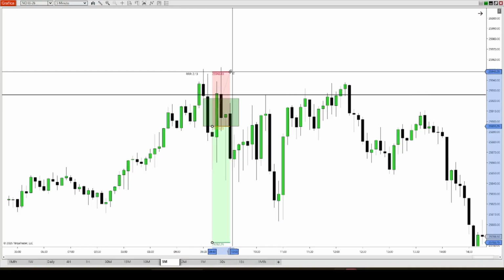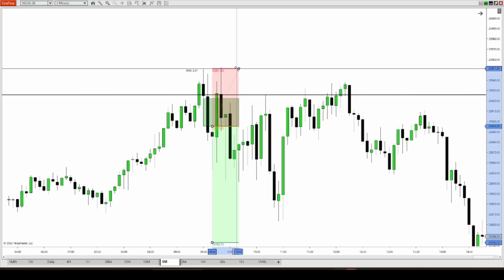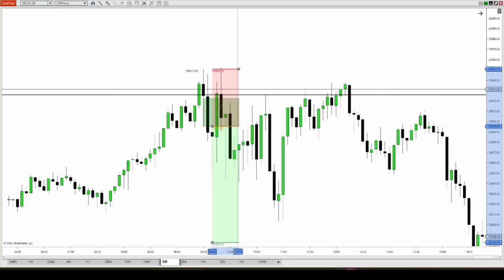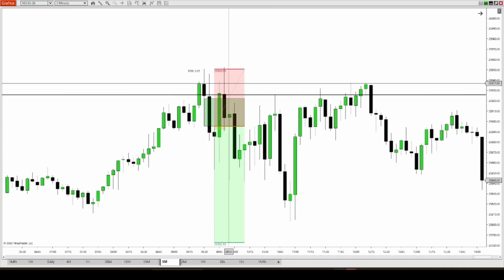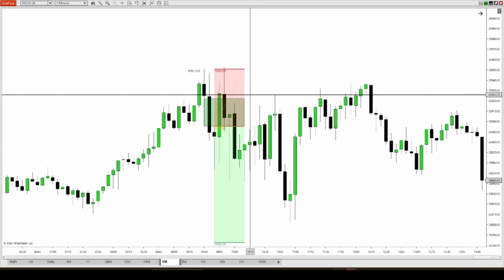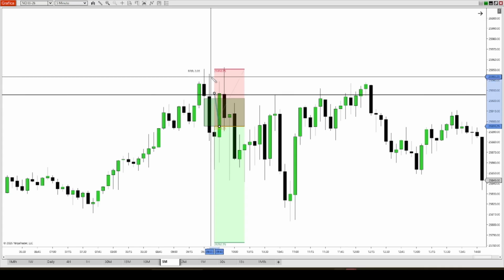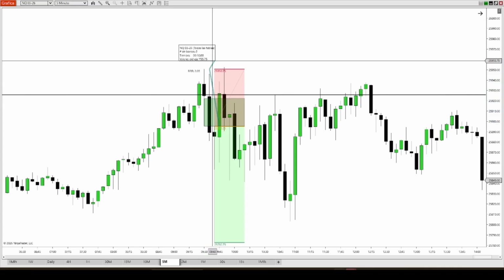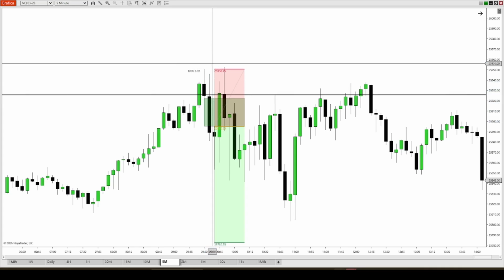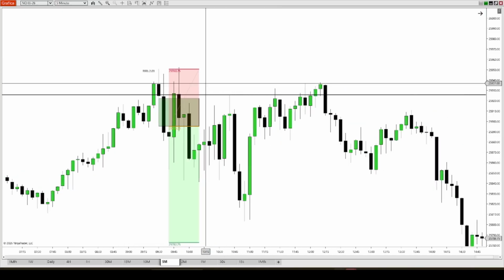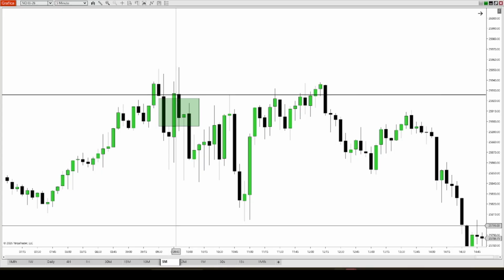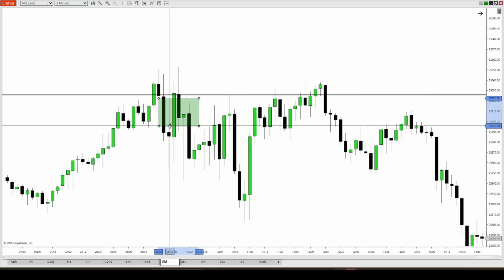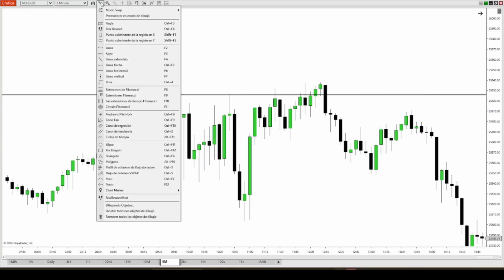But as you can see right there, that wick would have taken this trade out. So that right there would have been a loss. There were 55 points, but every trade should represent 1% of the account. So that would have been a loss of 1% of the account.